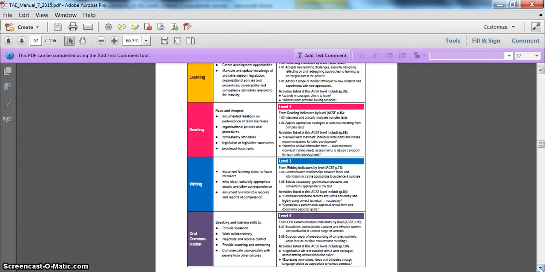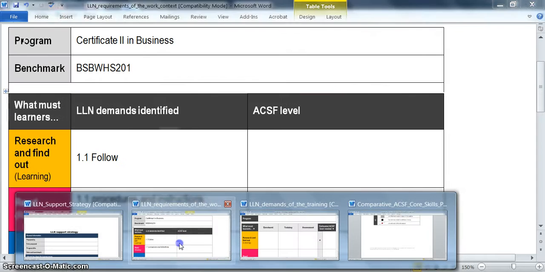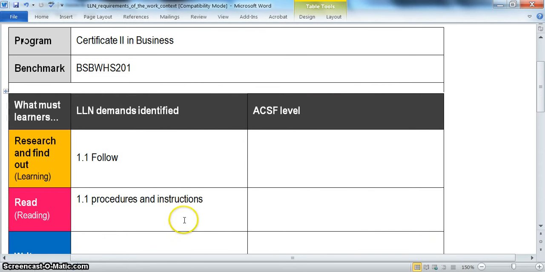And so you can go through and complete that template to document all of the core skills of your unit of competency. As I said, identify what the highest expectation is. That becomes your ACSF level for that unit of competency.